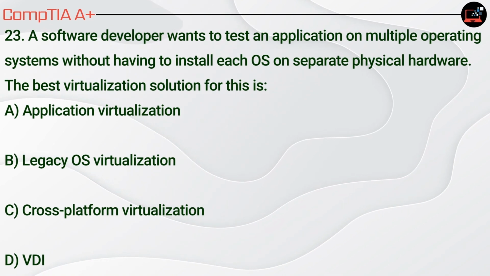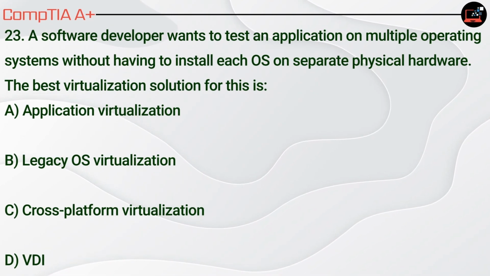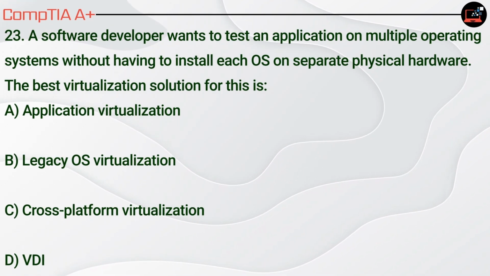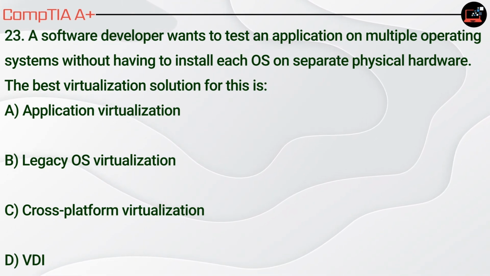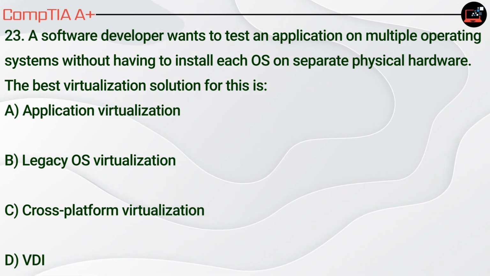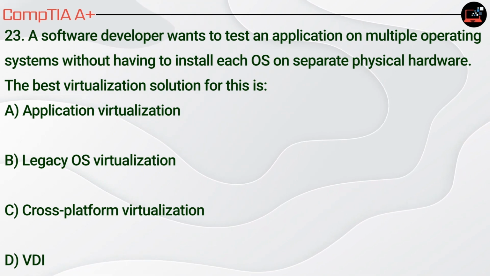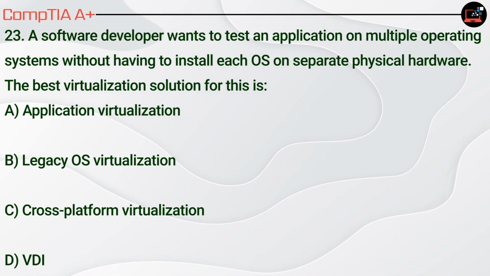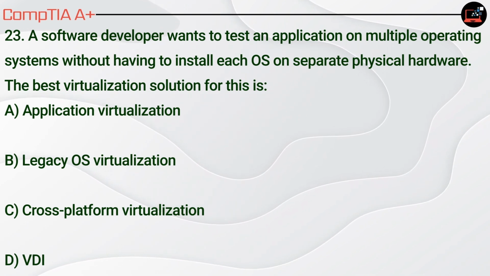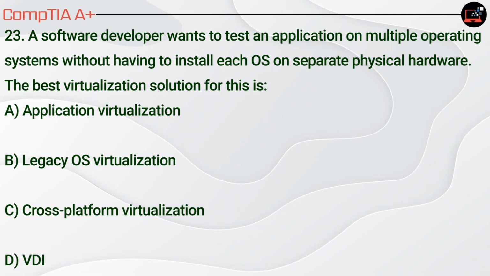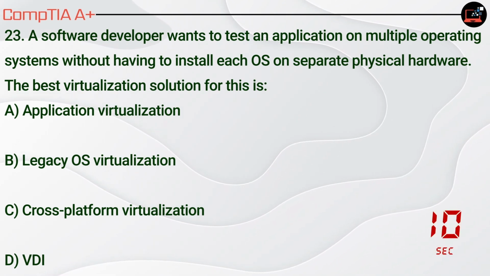23. A software developer wants to test an application on multiple operating systems without having to install each OS on separate physical hardware. The best virtualization solution for this is A, application virtualization, B, legacy OS virtualization, C, cross-platform virtualization, D, VDI.